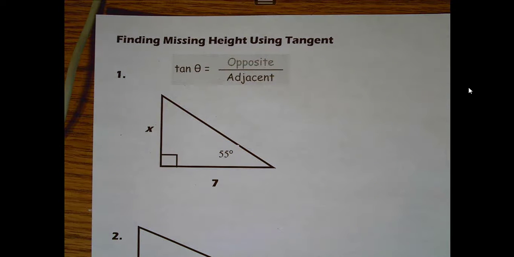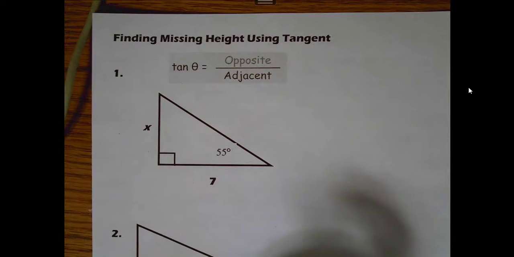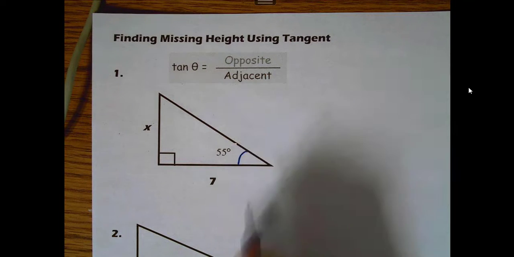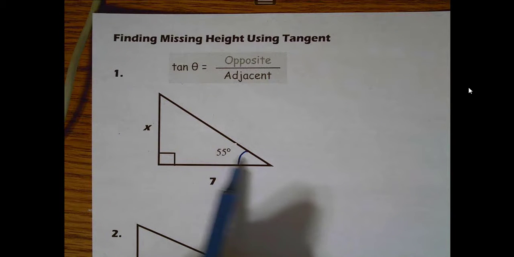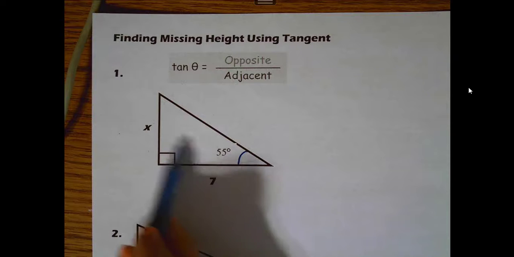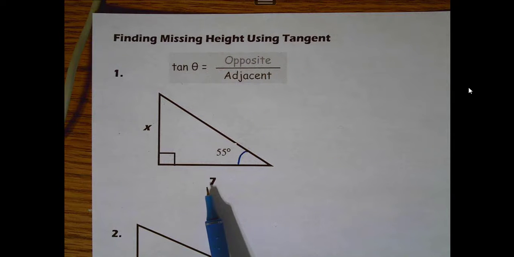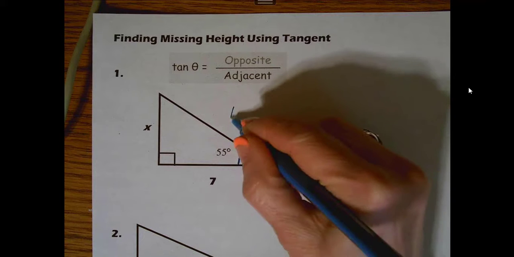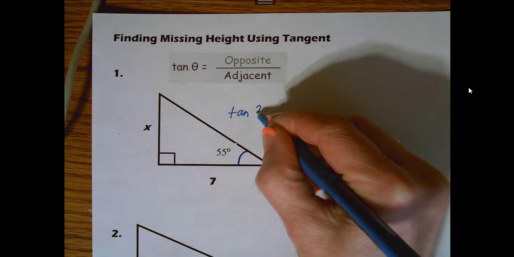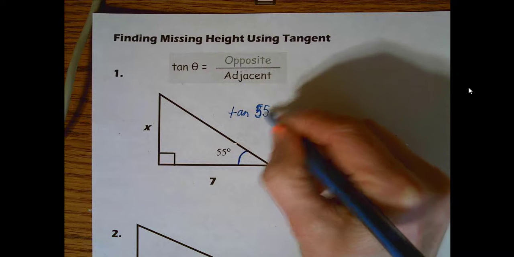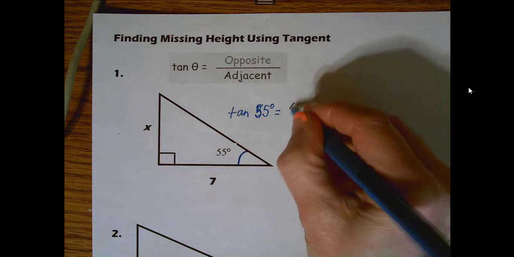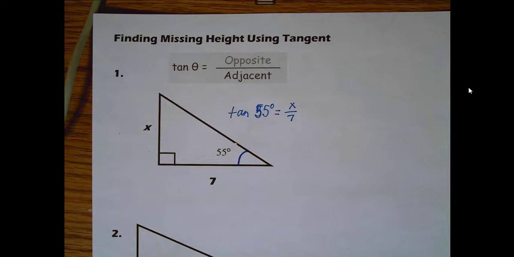Okay, all right, so let's take a look at example 1. So we have the given angle, 55 degrees. I'm going to go ahead and mark it here. And you can see that the x is opposite that 55-degree angle, and 7 is considered adjacent to this angle. So we're going to fill in the information here. So we're going to write tangent of 55 degrees equals our opposite, which is x, over 7.